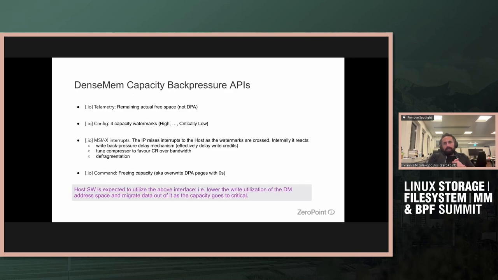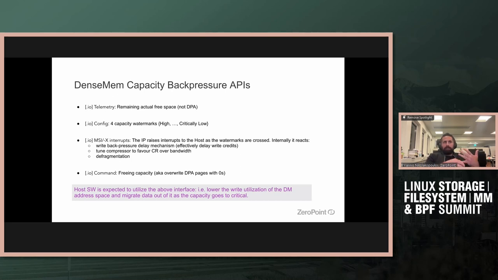Now, the additional APIs we provide, and all of these, again, they comply with the OCP specs, but we would like to go through them a little bit more in detail. So there is a set of .io capacity back pressure APIs, as we call them.